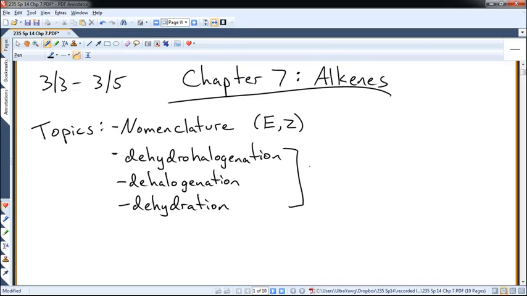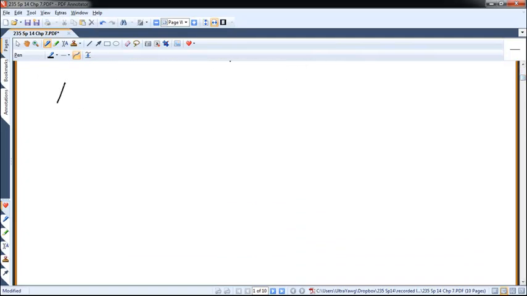They're all elimination mechanisms that we talked about before. Right? So they're all either E1 or E2, and we're going to take a look at them a little bit more in detail. So we've got nomenclature, those three mechanistic types, and then we have a new thing, the Hofmann product. And so that's really Chapter 7 boiled down to what I think are the important things. So without further ado, let's get started.